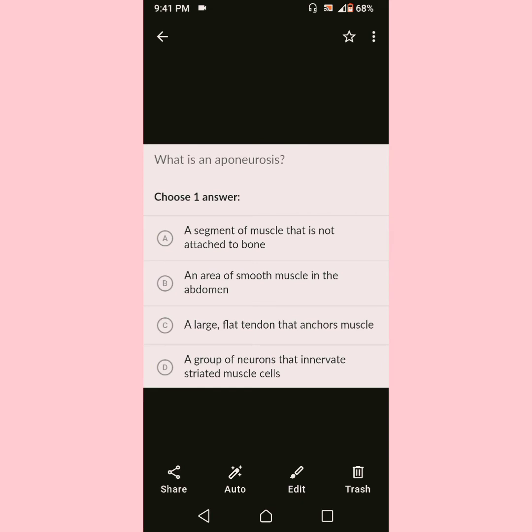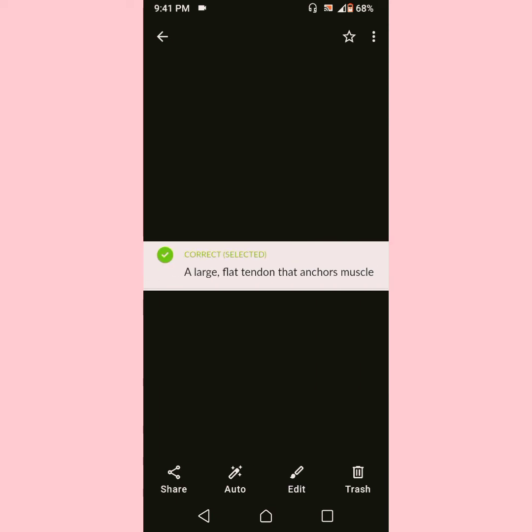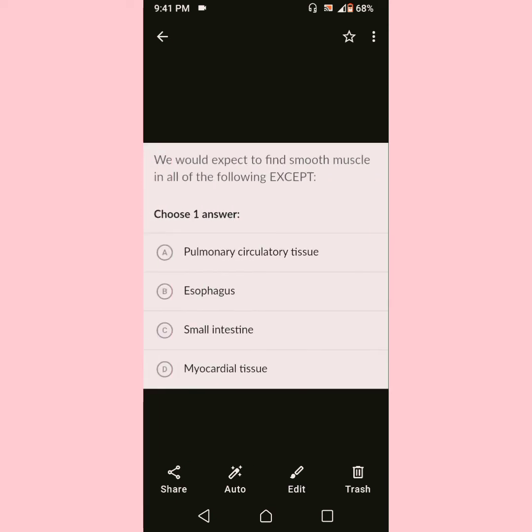Next MCQ is what is an aponeurosis? Option A segment of new muscle that is not attached to bone. Option B an area of smooth muscle in the abdomen. Option C a large flat tendon that anchors muscle. Option D a group of neurons that innervates striated muscle cells. The correct option is a large flat tendon that anchors muscle.